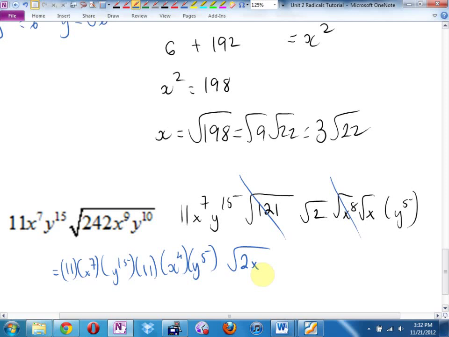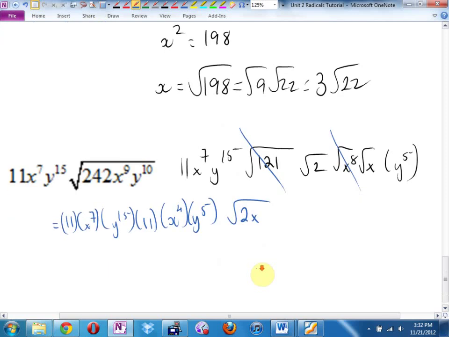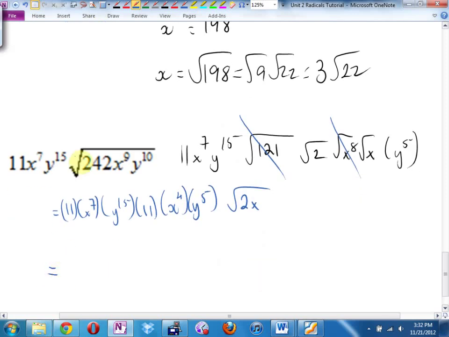Now, let's tidy everything up in the front. I have 11 times 11, 121. I have how many x's in the front grand total? 11. Also 11. We seem to have a preponderance of 11s. How many y's do I have in the front grand total? 20. And left behind, there's a 2x. That's a tough question.